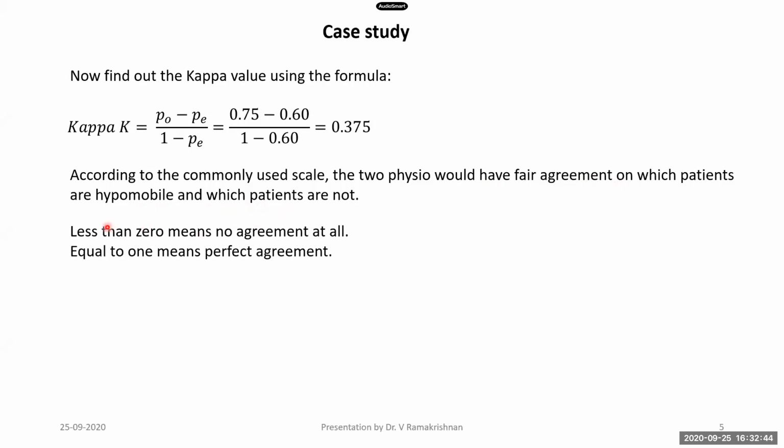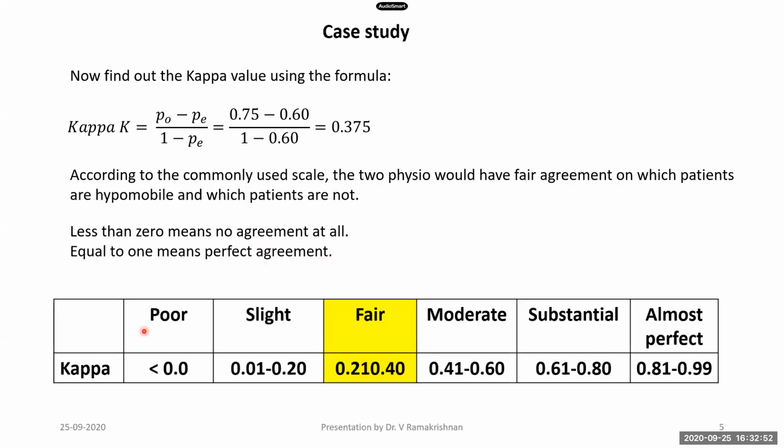Right? Less than 0 means no agreement at all. If this value is less than 0, no agreement at all. If it is equal to 1, perfect agreement. In between values, you have the scale. See, if kappa value is less than 0, poor. 1, perfect. If it is 0.01 to 0.20, slight agreement.